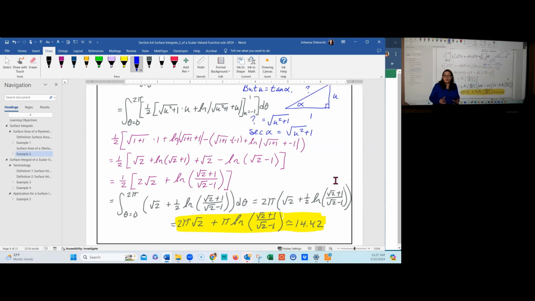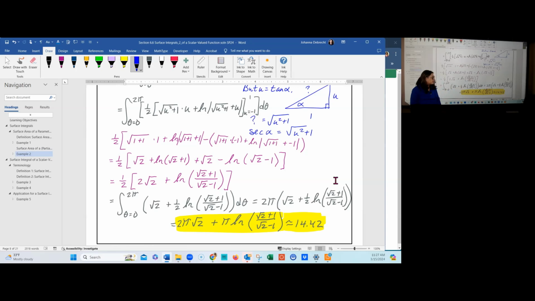Now you can use the college algebra identity that the difference of natural logs is the natural log of their ratio. So the positive one moves to the numerator and the negative argument moves to the denominator. And then I can distribute the 1/2, giving me √2 plus 1/2 natural log of the quantity √2 plus 1, all divided by √2 minus 1.